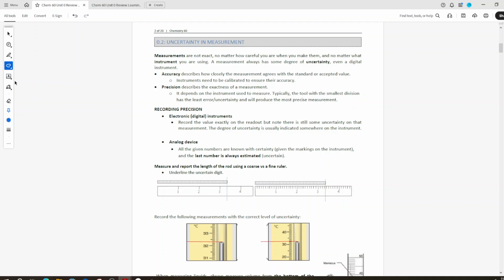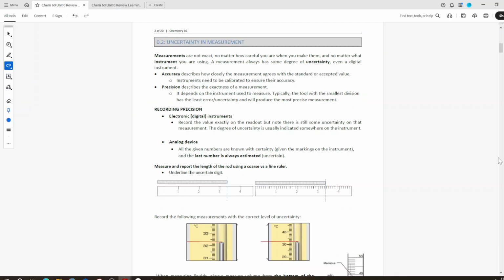What is going to be our responsibility is recording precision. Precision describes the exactness of a measurement, and it depends upon the instrument that you're using. Typically, the tool with the smallest division has the least error, least uncertainty, and will produce the most precise measurement, and you can record the most decimal places. We're going to look at some examples that are going to make sense.